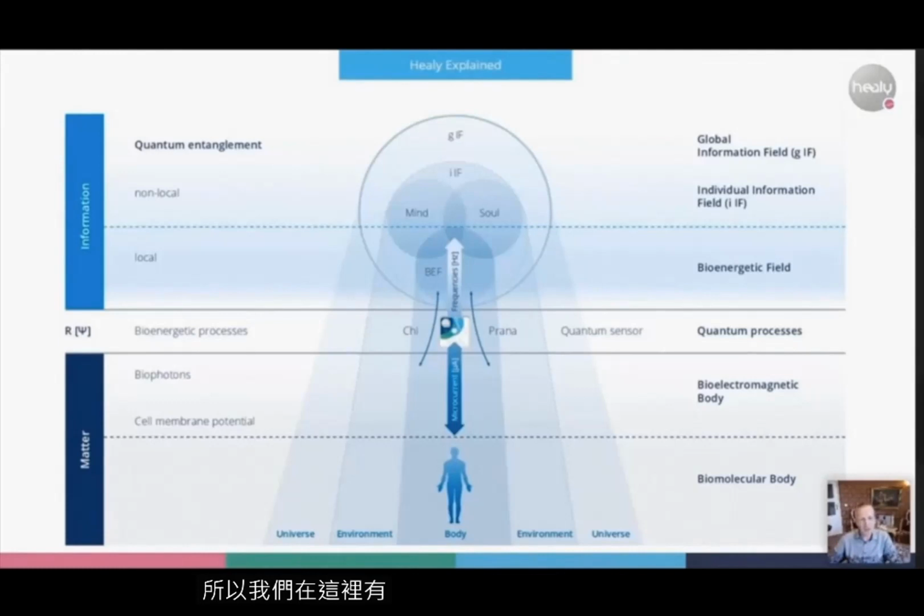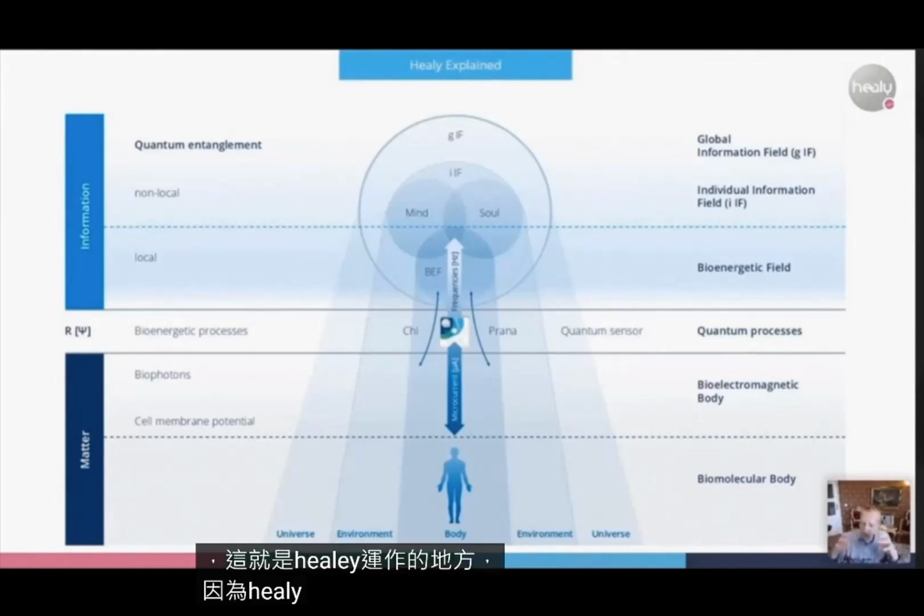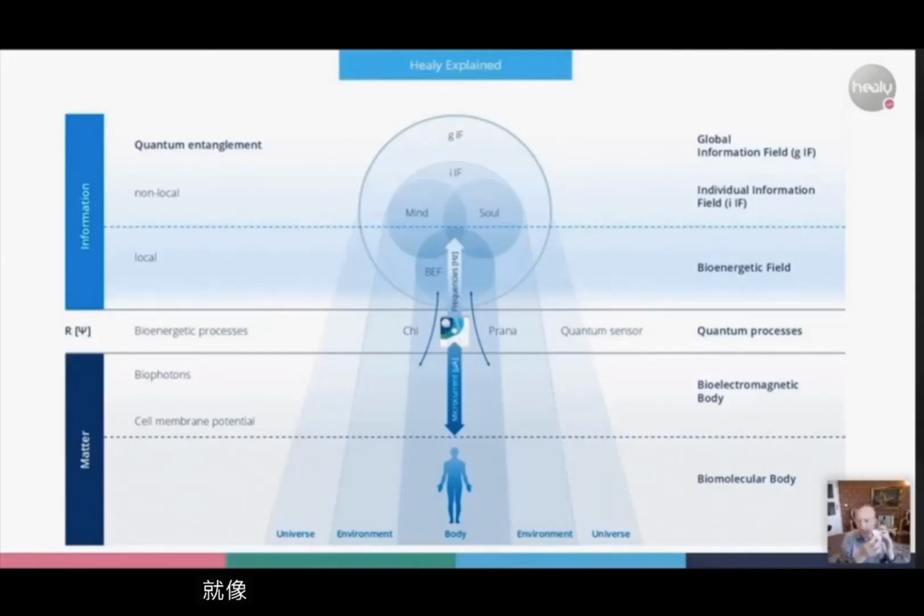So we have the information field up here, we have the material body down here, and in between we have the quantum processes. And this is where Healy operates, because Healy in its very center, on the back of the Healy hardware, has what we call a quantum sensor. It's actually a physical noise generator, which through entanglements connects the information fields with the material aspect of our organism. So the Healy analyzes on this level of the quantum processes, it analyzes constantly which frequencies shall be applied to achieve two goals.